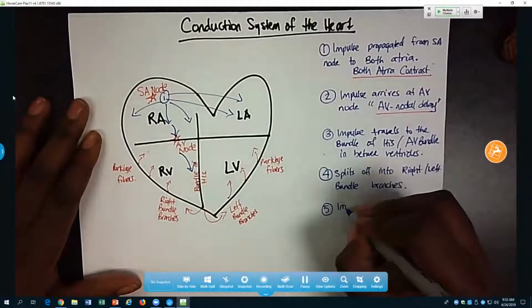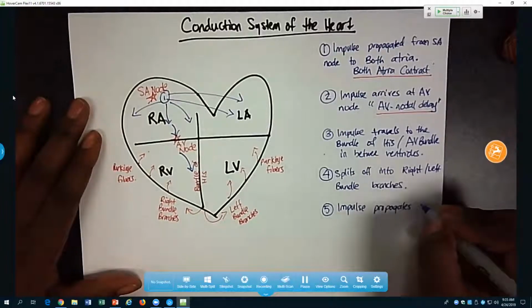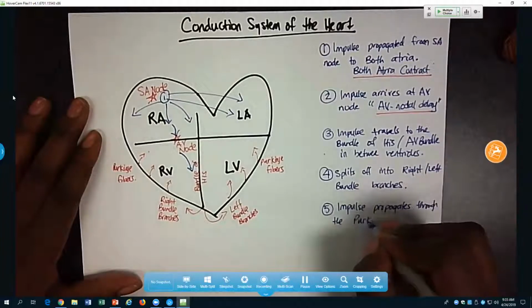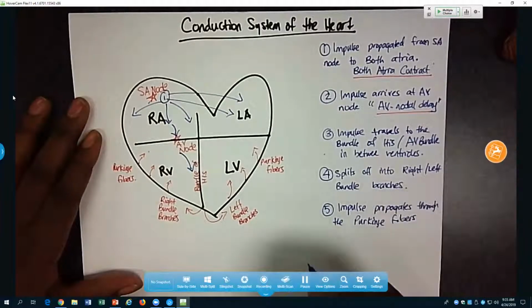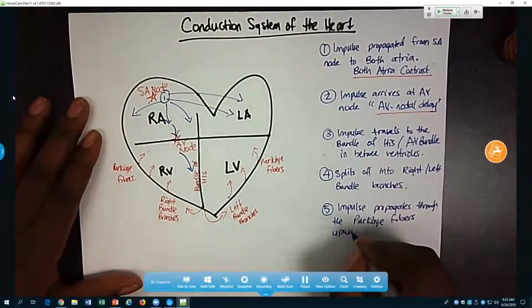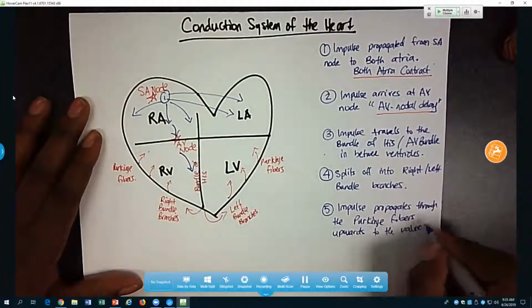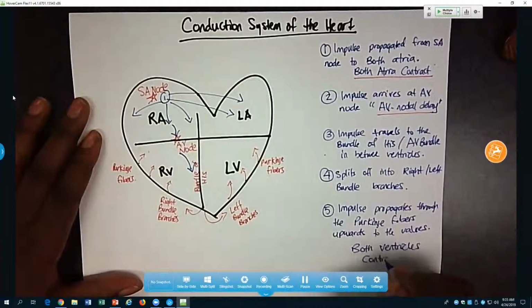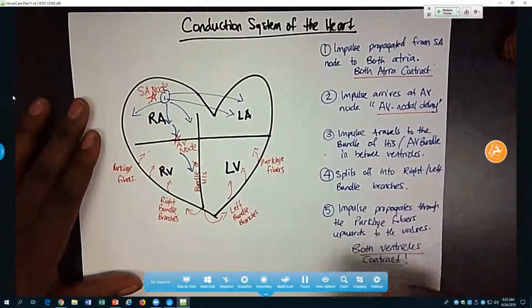The impulse propagates through the Purkinje fibers and upwards to the valves. Okay, and here we have the contraction of both ventricles.